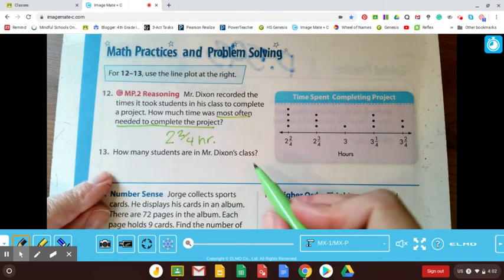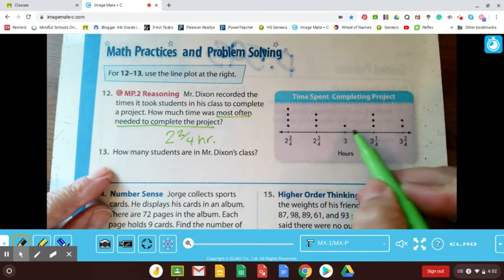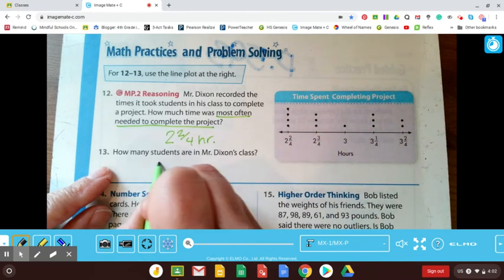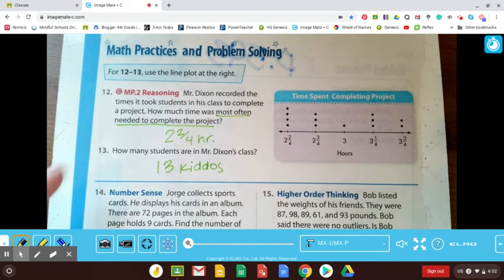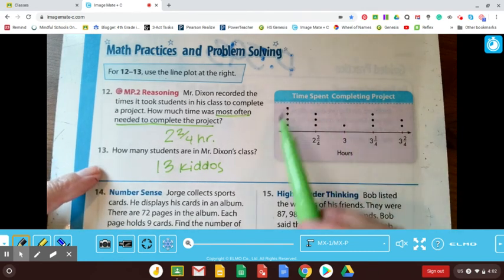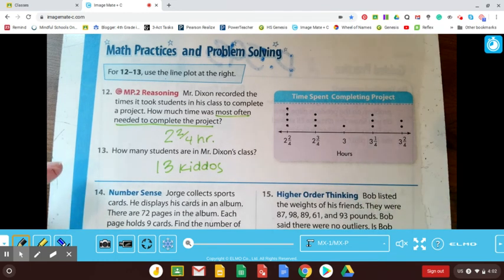How many students are in Mr. Dixon's class? Well, let's count. 1, 2, 3, 4, 5, 6, 7, 8, 9, 10, 11, 12, 13. 13 kiddos in Mr. Dixon's class. All right, and there could have been lots of other questions that they asked based on that line plot, but those are the ones that they asked, and we were able to interpret them. If they were to say, is there an outlier? I would say no, right? There's not any point that is kind of different or far away from the other ones, so I wouldn't say there's any outliers in that one.